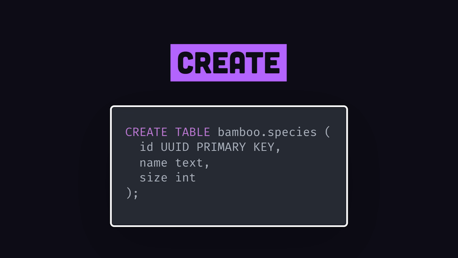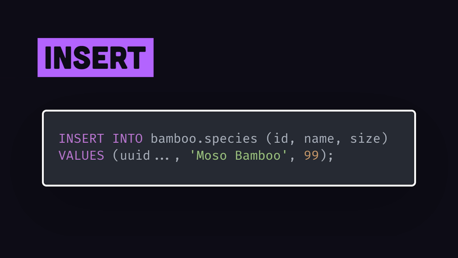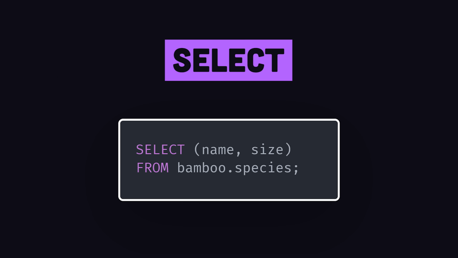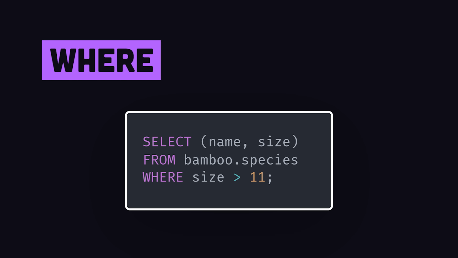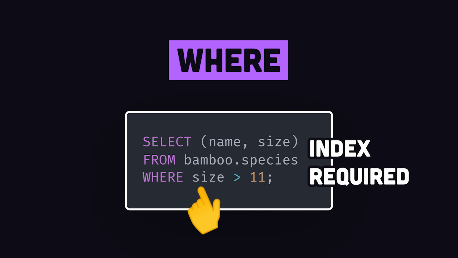Create a table and include a primary key to uniquely identify every row. Then each column will have its own name and data type. Now add data to that table with the insert into statement. Then you select to read data from the table. It's also possible to use the where clause to filter and query the data, but an index will be required on the column.